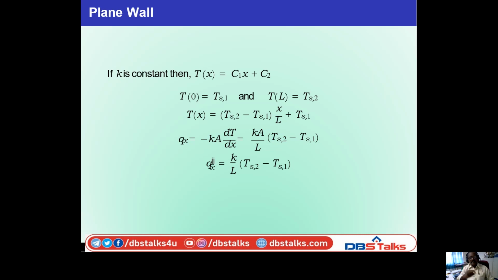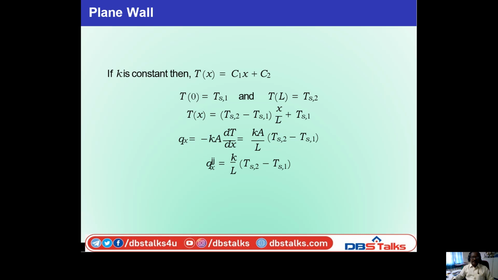Using this equation across the plane wall, at any point where x equals 0 or x equals something, we can find the temperature at that particular point with the help of this temperature distribution equation. Now similarly, we have to find the heat transfer. For conductive heat transfer, the equation is minus kA dT by dx.